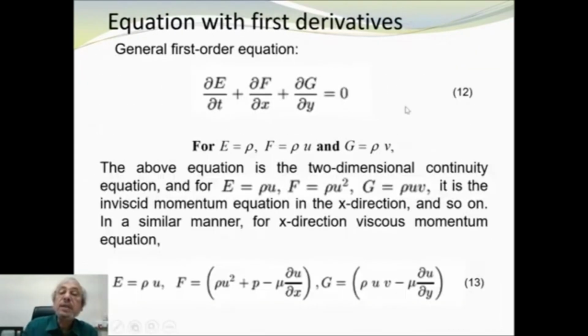Equation 12 means this: if we say f equal to rho u, g equal to rho v, E equal to rho, and if we discretize it on constant x lines and constant y lines, that means on a Cartesian grid, we will get that expression: del rho del t plus (f_i+1,j minus f_i-1,j) divided by twice delta x plus (g_i,j+1 minus g_i,j-1) by twice delta y.